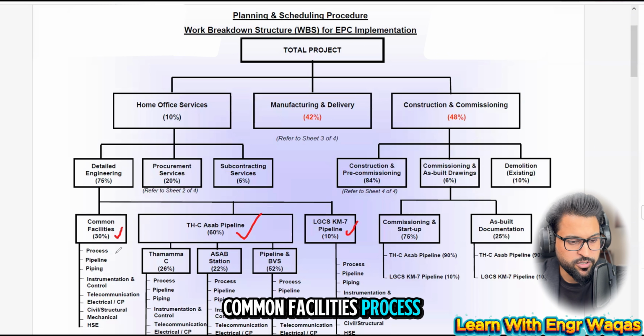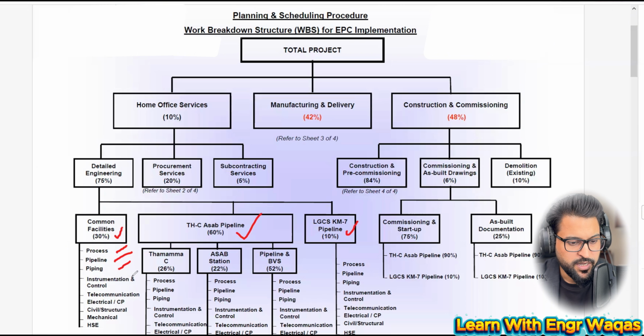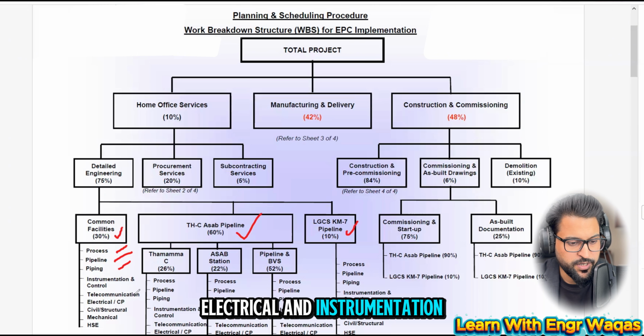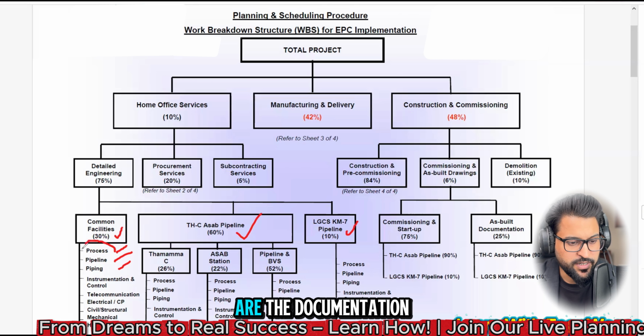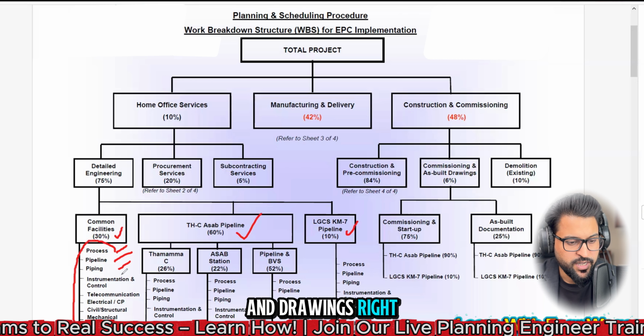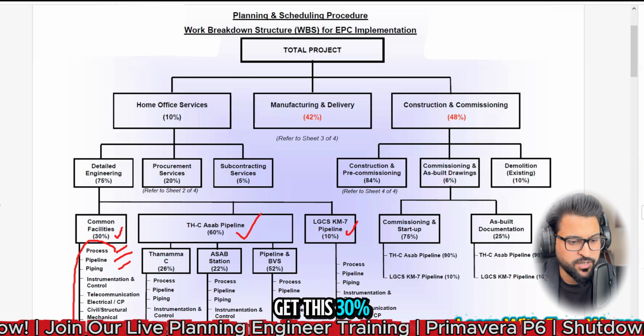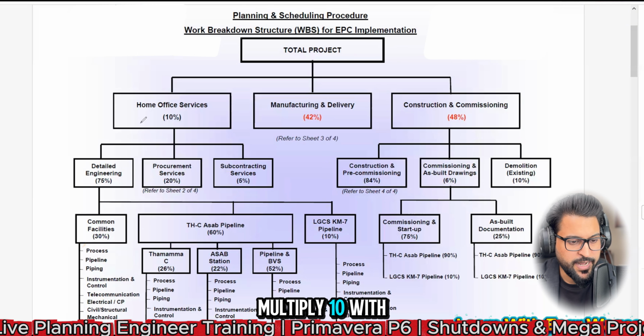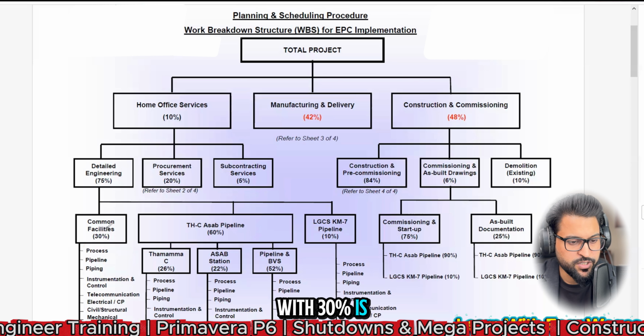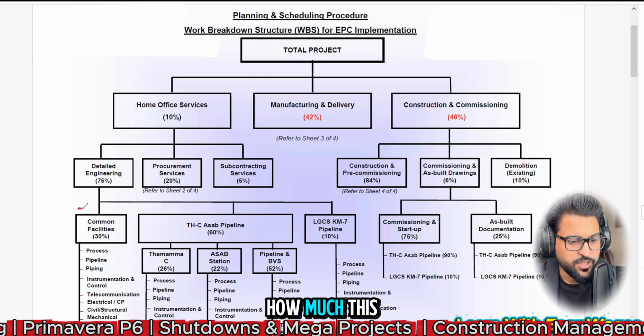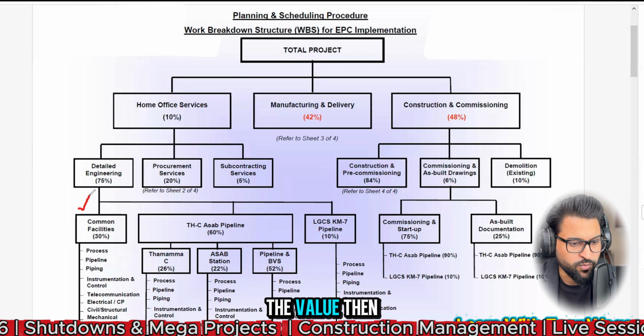Common facilities process within detailed engineering design includes process flow diagrams, pipeline isometric drawings, piping, instrumentation, electrical and instrumentation, telecommunications, civil, mechanical, and HSE. So these are the documents and drawings, which carry a further 30%. How do you get this 30% weightage? You multiply 10 with 75 with 30%, which gives you the value of this portion.